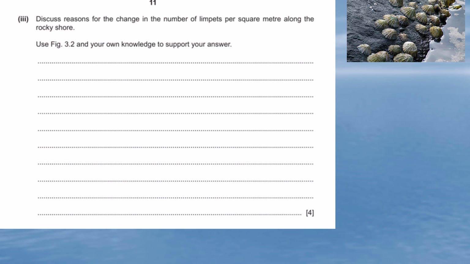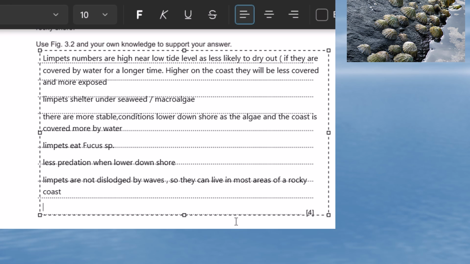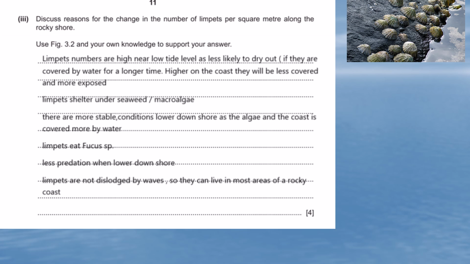So here comes the really good biology question, where we are to discuss reasons for the change we see in the number of limpets per square meter along the rocky shore. As we see, the further up the coast we go, we see fewer limpets and we see fewer macroalgae. And we have to get 4 points, so we have to be accurate here to get all 4 points. And I would write it something like this. So I'll say limpets are high near low tide level, just to state the obvious, as they're less likely to dry out if they're covered by water a longer time. Higher on the coast, they'll be less covered and more exposed.